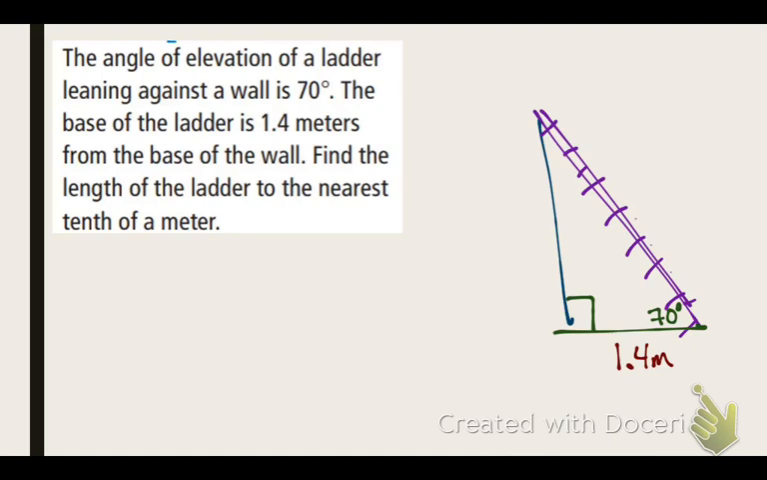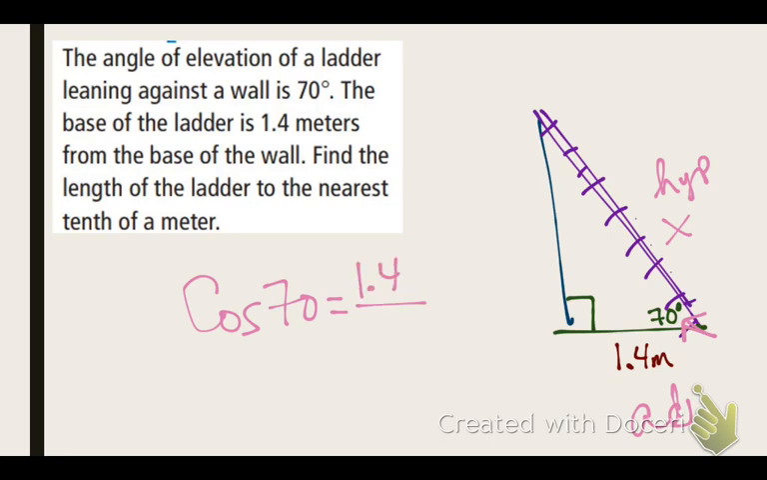So the ladder is what's leaning against the wall. It's the purple in my picture. So from 70 degrees, what kind of side is 1.4? Adjacent. What kind of side is x? Hypotenuse. So you're going to use cosine. Cosine of 70 degrees equals 1.4 over x. Don't put anything away. Can I solve this the way it is? What do I need to do? Flip. Again. Don't test me.